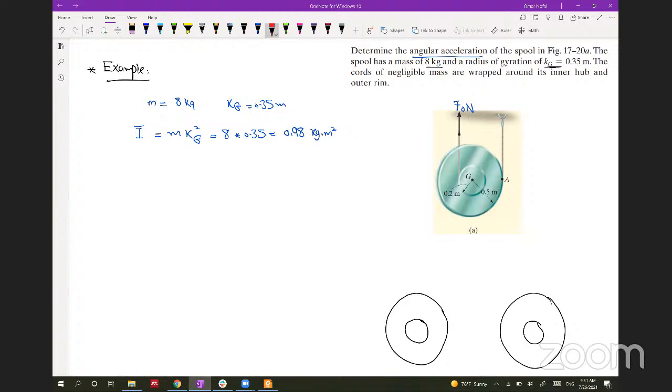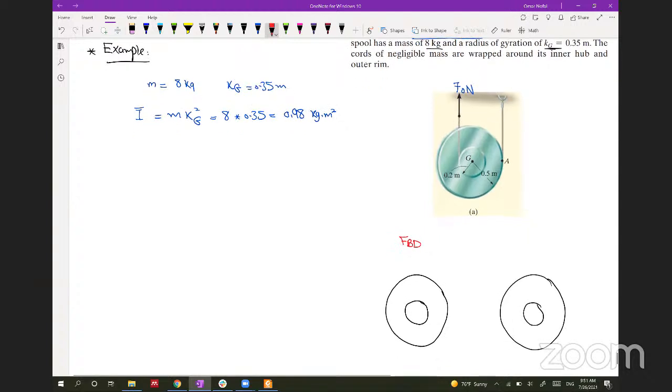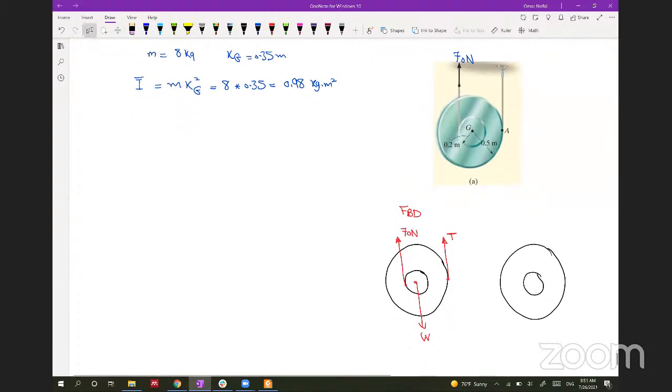Okay, so for the free body diagram, we will put all the forces. This spool has a weight, so I have weight going down, and I know that there's a cable here and a cable there. So this cable at this point will have tension, which we don't know. And here, this cable is pulling with a force of 70 Newton. So we put all the forces.